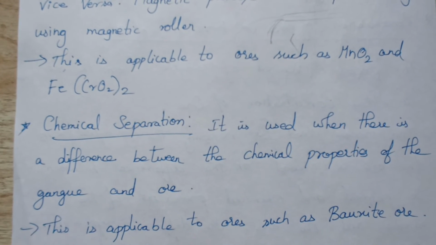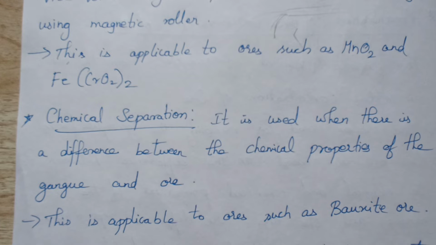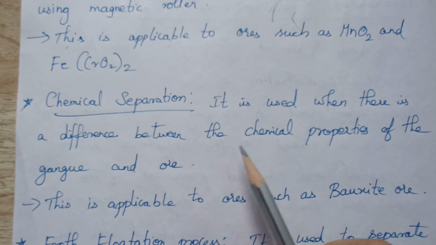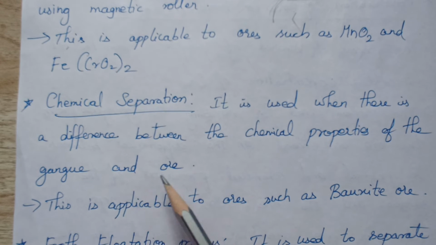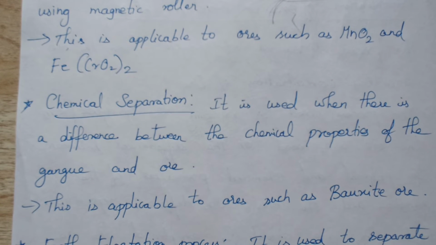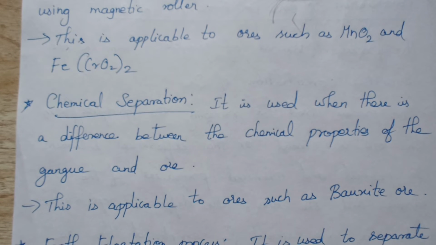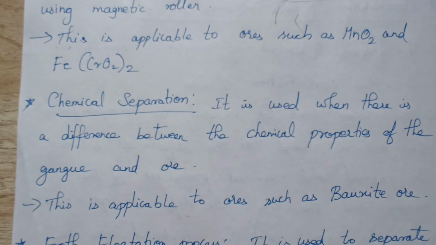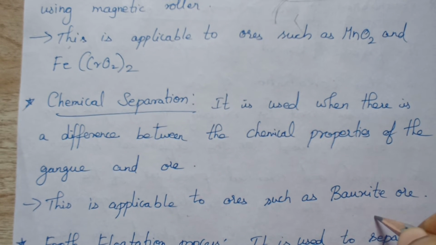Okay, then coming to the chemical separation. It is used when there is a difference between the chemical properties of the gangues and the ore. If there is a vast difference between the chemical properties of the gangues and the ore, then we'll go for this chemical separation method. Usually this chemical separation process is used for the bauxite ore. It is a long process, and they use a process called the Bayer process for this bauxite.